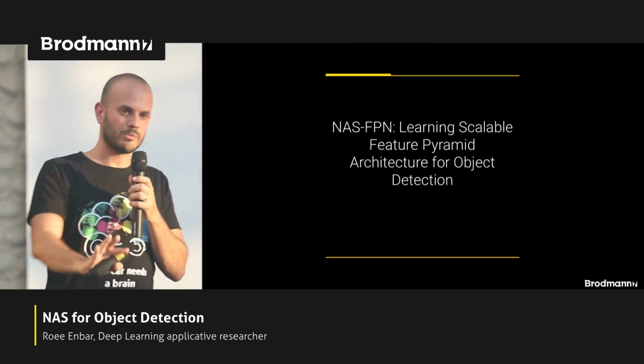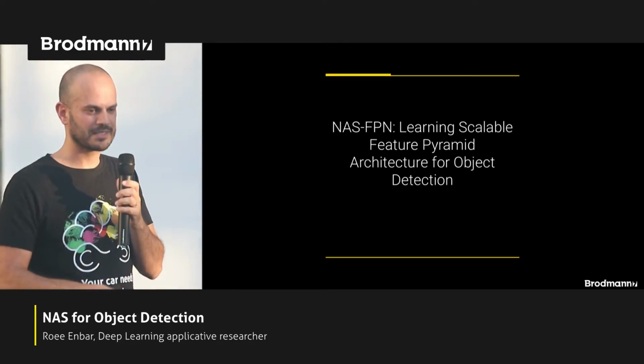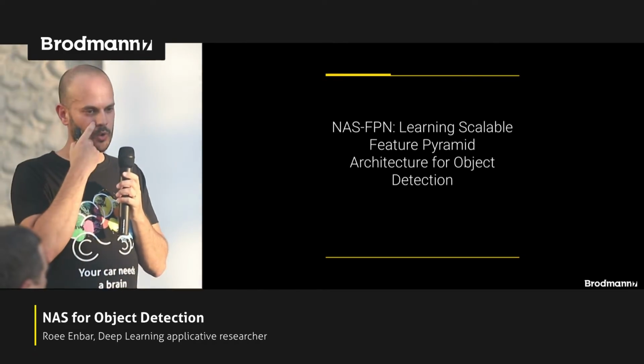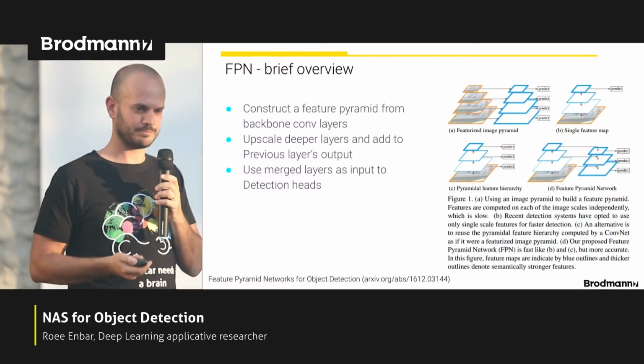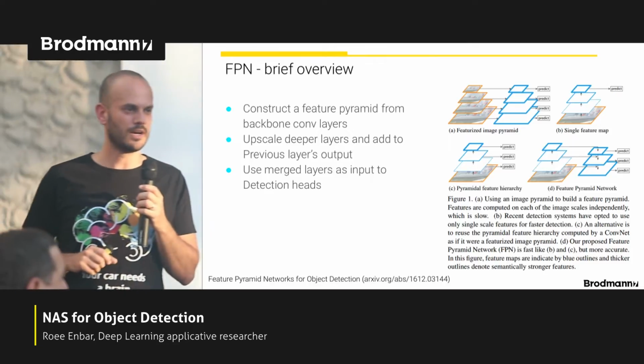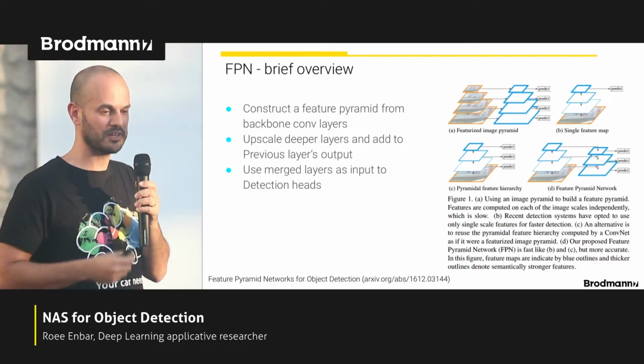OK, let's talk about object detection, because image classification is really cool. It's nice. We like it. But we have other things on mind, right? So let's talk about NAS-FPN. A brief overview of how feature pyramid networks work, for those of you who are tired or unfamiliar.